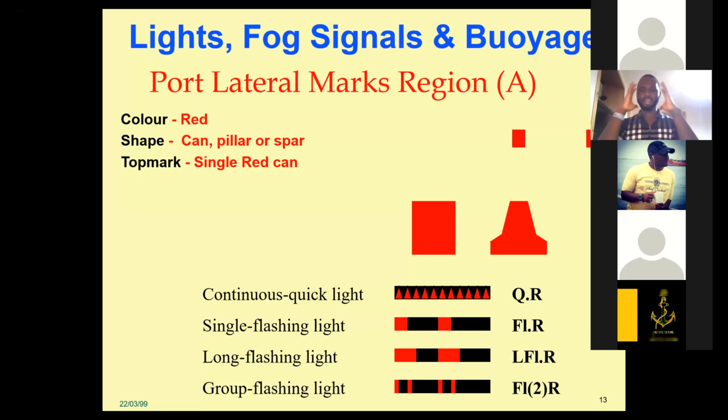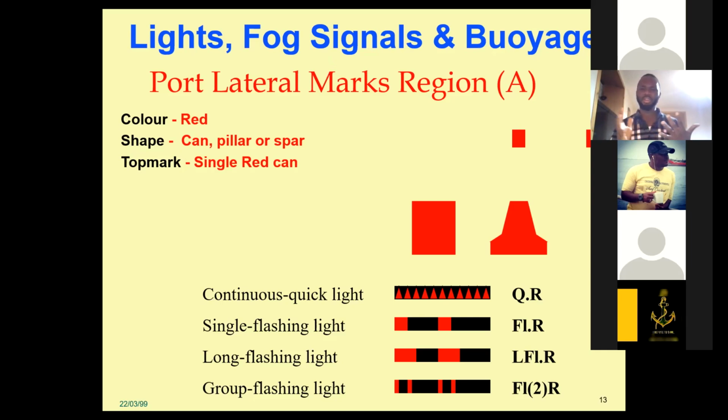Now, like I said, let's bring our mind back to region A. We've seen the cone on the starboard side, meaning it will always be on the starboard side. Then we see this can now on the port side as well. And like I said, it's going to be red, as well, if it's region A.